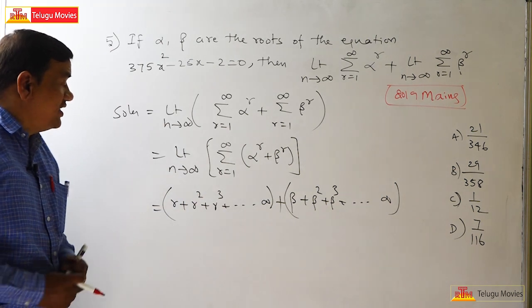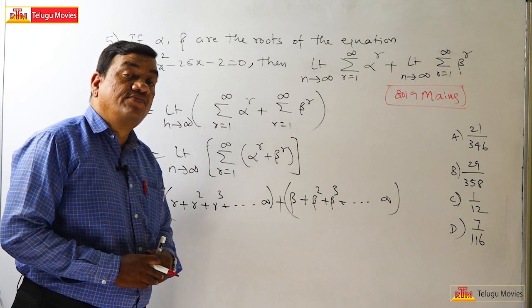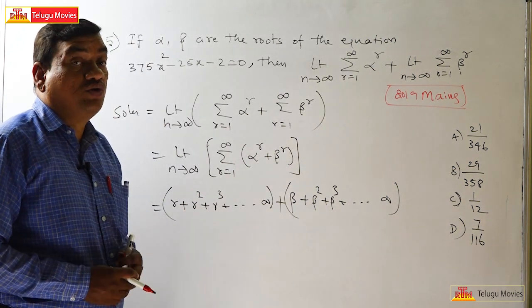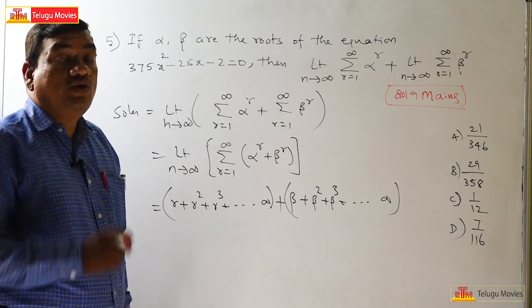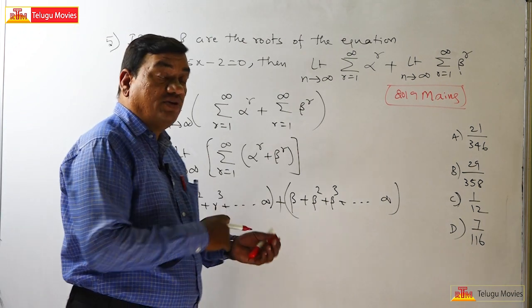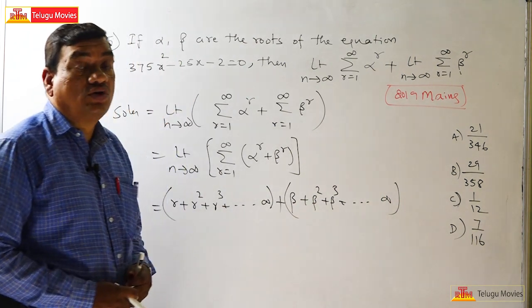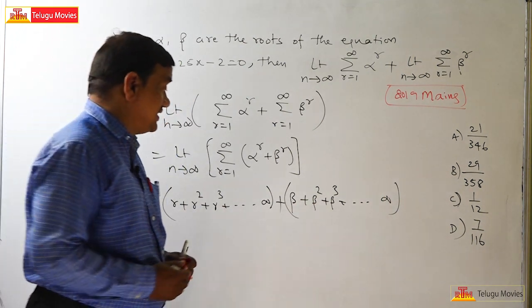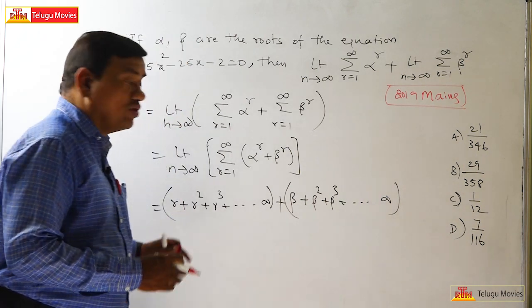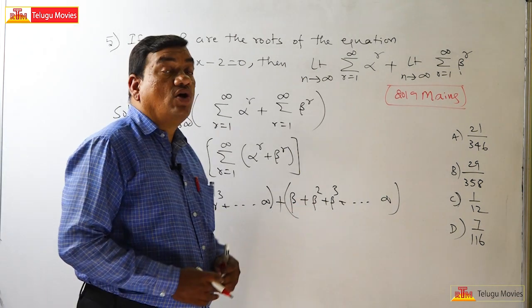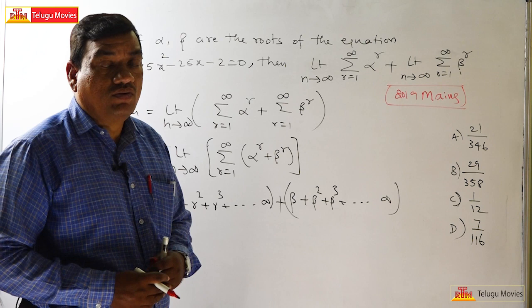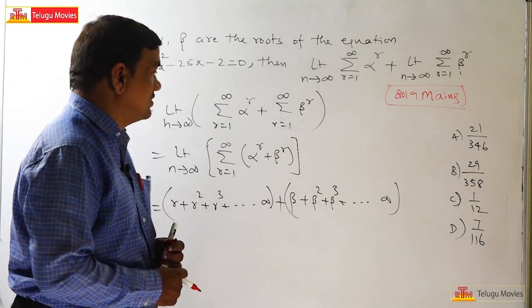So if you observe here, it is clearly an infinite geometric progression, but we have to decide the r value. The modulus of the r value should lie between 0 and 1. Here also the modulus of the beta value should lie between 0 and 1. So sorry, the alpha value should lie between 0 and 1 and the beta value also should lie between 0 and 1. So that we have to decide first of all.